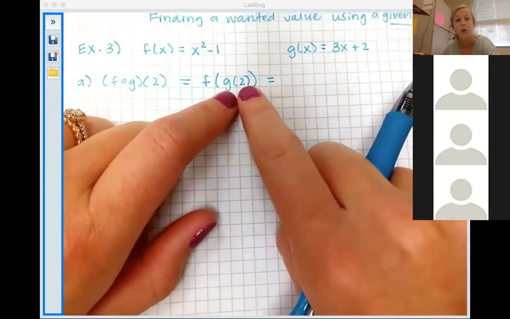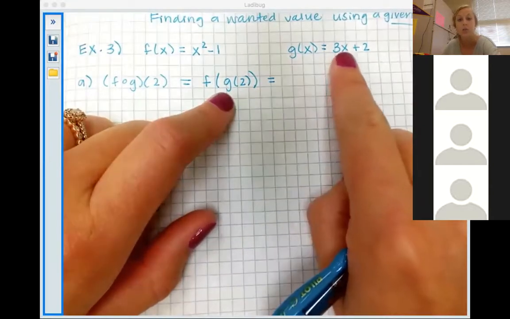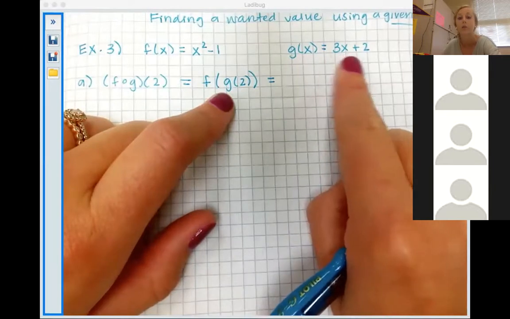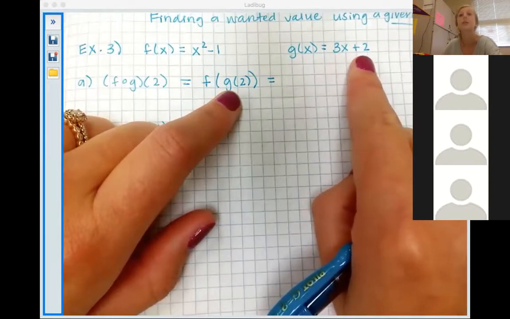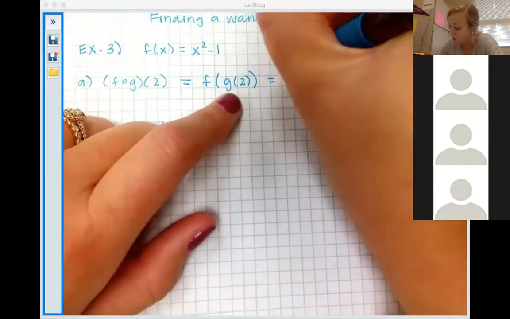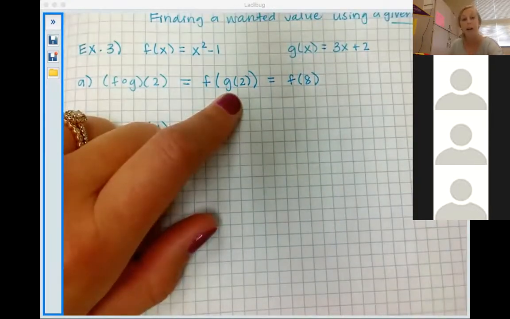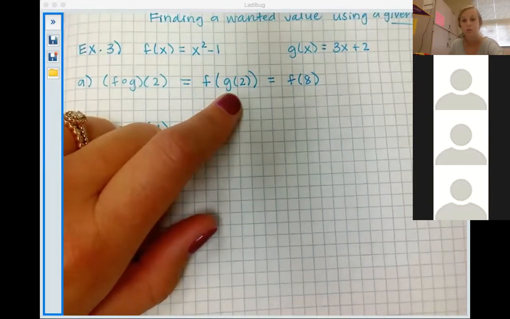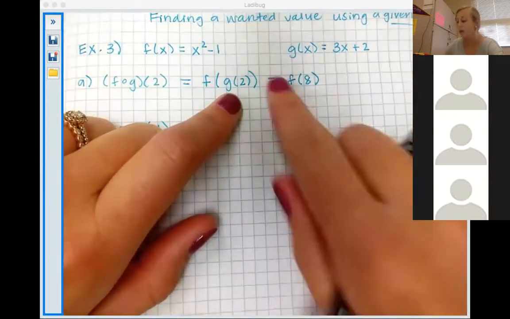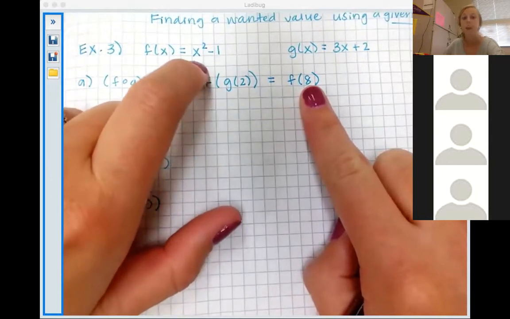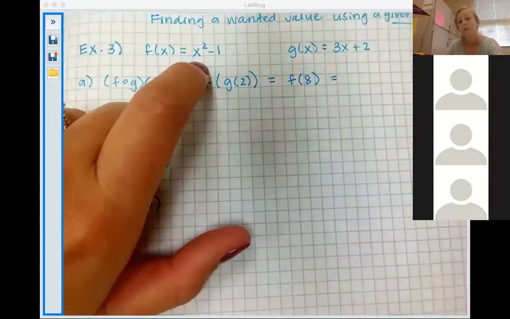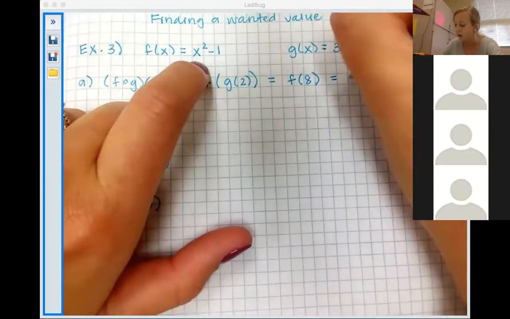If I put 2 into g, what numerical value do we get for g? 3 times 2 is 6. 6 plus 2 is 8. Very good. So we're really trying to find f of 8. Does everybody agree with that? Yes. Okay, good. So where do I substitute 8 in now? Into f. So what's 8 squared? 64. 64 minus 1? 63.